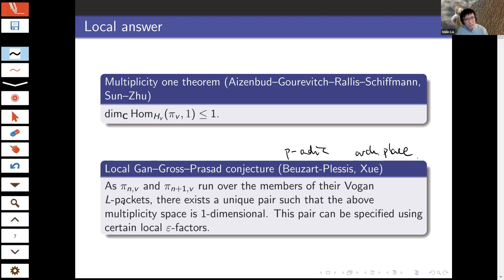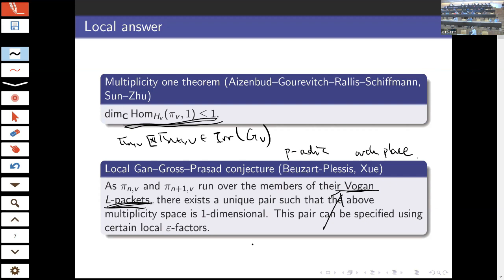What it says is, remember we had those two representations, which are in the irreps of local G, and we were asking about this multiplicity space. It says that as both of them run over members of their respective Vogan L-packet, there exists a unique pair such that this space is one dimensional. And for the other pairs, the space is zero dimensional. And the pair can be specified by completely local epsilon factors. This Vogan L-packet is a bit technical, in particular because it's an L-packet, we need to assume temperedness. And the key point I want to say here is this contains.